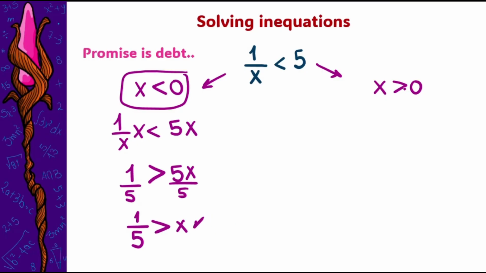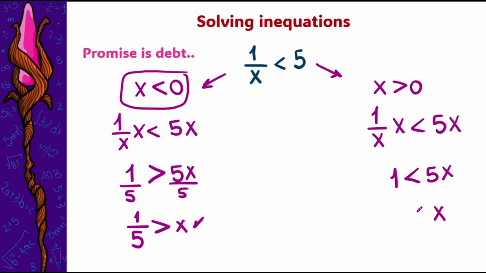And let's see what happens if x is positive. Again, we would have the same expression, but then when we multiply by x, we don't need to change the direction of the sign. It would be just 1 smaller than 5x. When we divide by 5, we are going to get x bigger than 1/5. So the solution is the two intervals: x smaller than 0 or x bigger than 1/5.